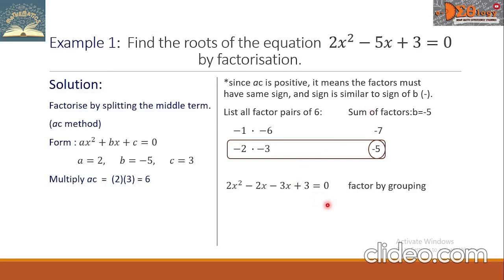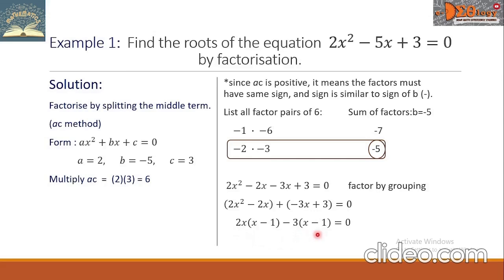From here, we will factor by grouping. In here, we group the first two terms and we group the last two terms. For each of the groups, we factor out the greatest common factor. Factoring out the GCF, which is 2x, in the first group, what remains is x minus 1. In the second group, the GCF is negative 3. So what remains inside is x minus 1.